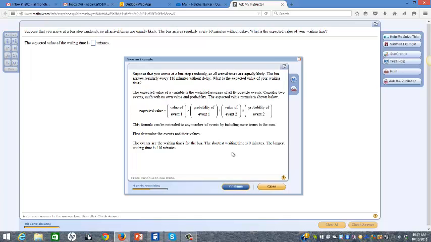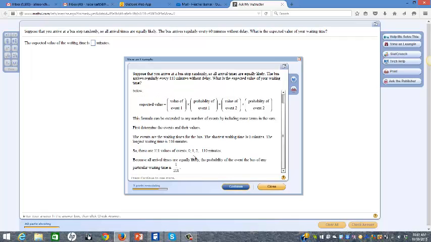So for the event of the waiting time, the shortest waiting time is 0 minutes. The longest waiting time is 110 minutes, because for this one, it's 110 minutes. So there are 111 values of events, 0 to 110, which is a lot. All arrival times are equally likely, so the probability of any particular waiting time is 1 out of 111. You can actually do 1 out of 110 here, and you'd get pretty close to the same thing. I'll show you what I mean in this other example. Oh, actually, no, I don't know why it says 111 there.